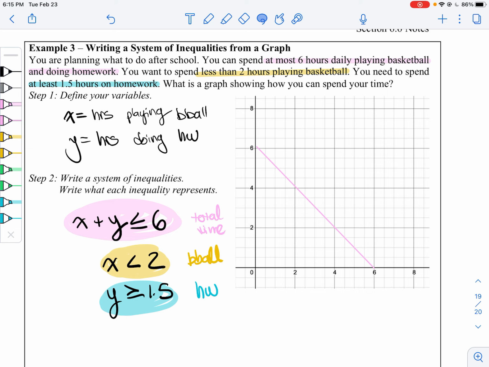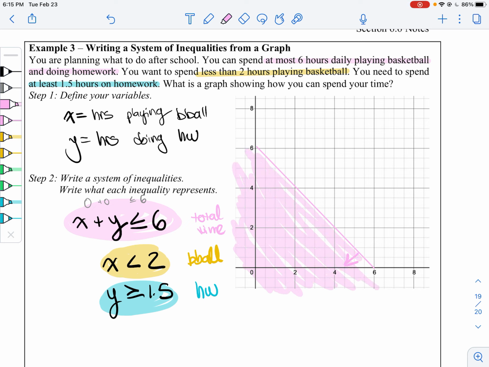Okay, cool. Now, less than. We're going to plug in a test point. 0, 0. Is 0 plus 0 less than or equal to 6? Yes. So we're going to shade, but I'm not going to shade yet, and here's why. We're going to shade that side. We're going to shade towards 0, 0.